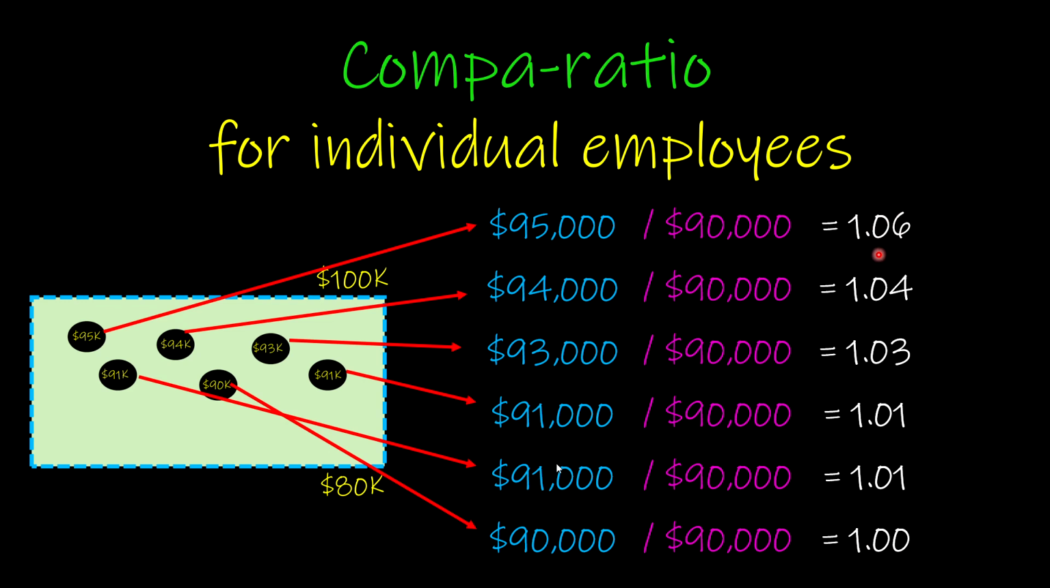Now, none of these are actually really high compa ratios. These are all pretty decent compa ratios. But what we use this for most often in human resource management would be when we're allocating pay increases after review cycles. Sometimes we'll look at compa ratios for individual employees, and those compa ratios will also be related to what type of increase an employee is eligible for.